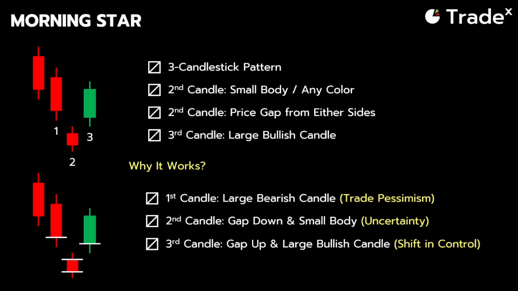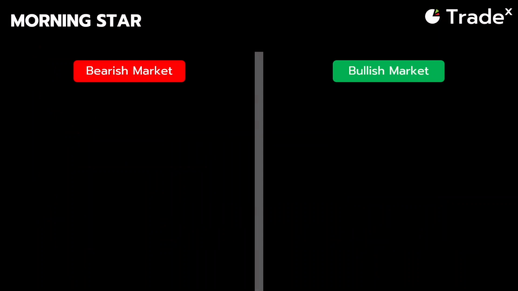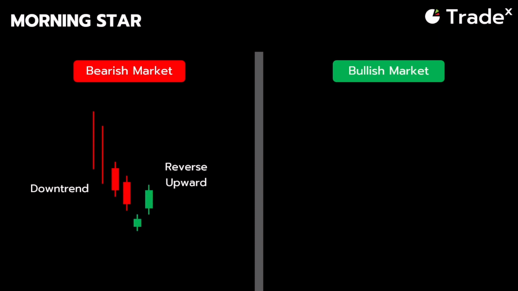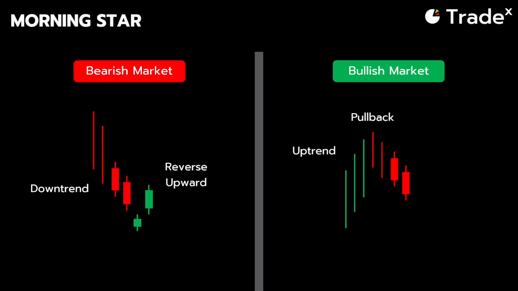Again, the morning star pattern can be useful for both trend reversals and trend continuations. In a bearish market, the pattern signals that the downtrend is ending and a reversal to the upside may be imminent. Conversely, in a bullish market, the morning star confirms that the upward trend is likely to continue after a brief pause or pullback. Let's examine some examples.